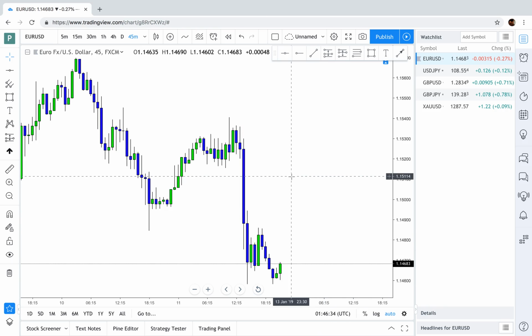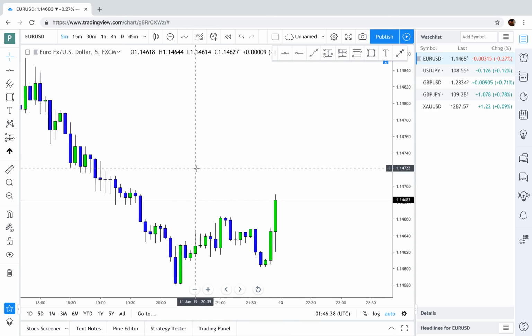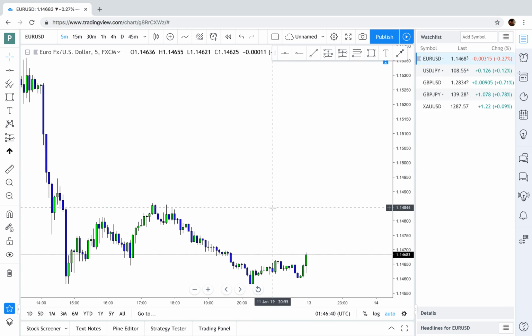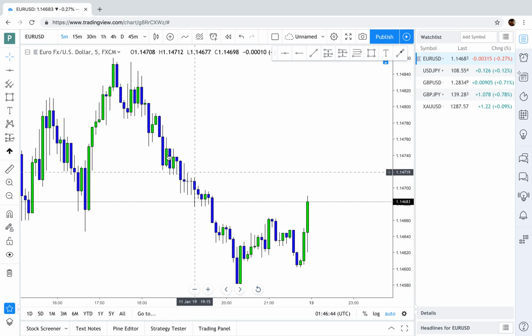I'm going to take everything off the chart so it's more clean. Usually what we use, like these time frames right here, the 5M, this is the minute 5, the 5-minute chart with the euro versus the US dollar. And this right here means that every single one of these candles is 5 minutes worth of price data.